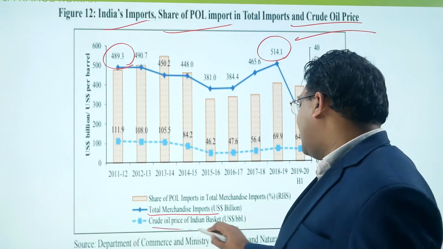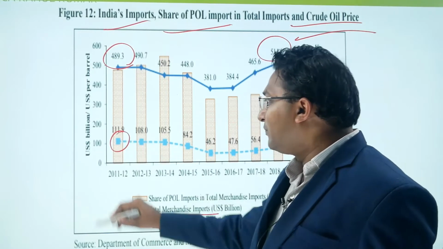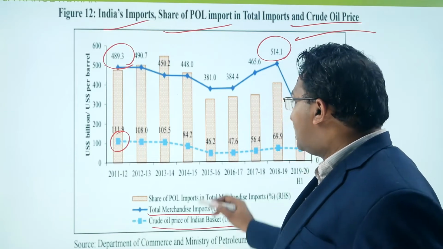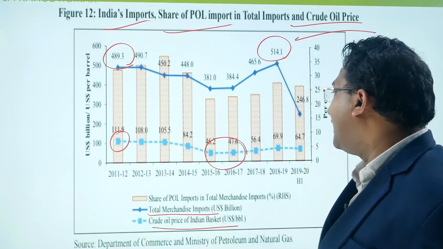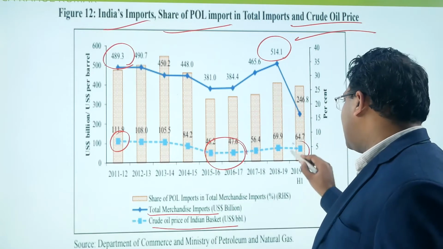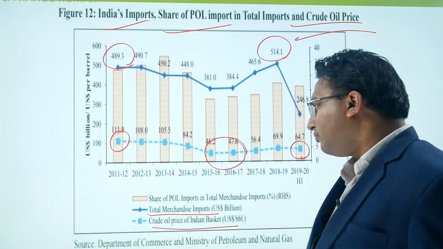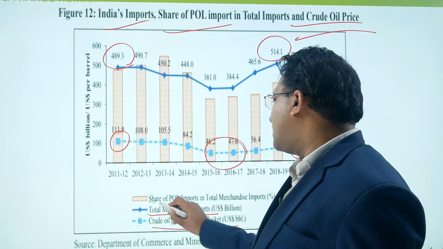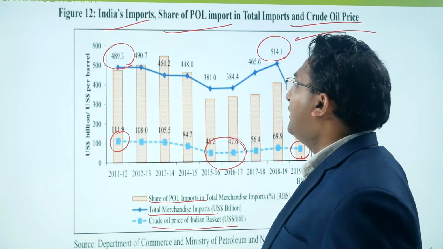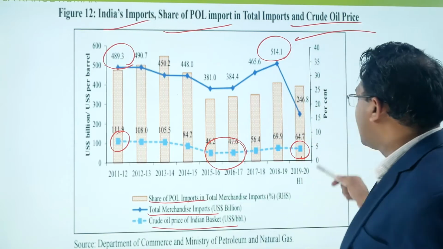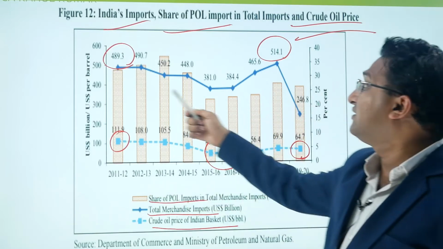Crude oil price of Indian basket. This crude oil price in 11-12 was approximately more than 100. Then it declined in 15-16, 16-17. This came down almost to half, and now it has been declining, but still it is about below 100. So this crude oil price you can see. Friends, third one is share of POL, petroleum oil lubricant import. So share of POL is very high. You can see in this bar, in 2011-12, the share of POL was approximately 30%.